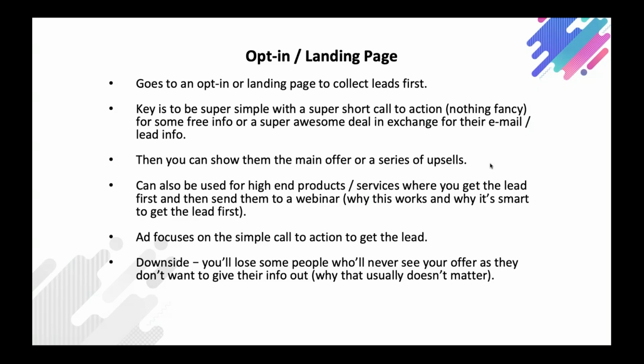Now, the downside of this method is that you'll lose some people who'll never see your offer, as they don't want to give their info out. So on any opt-in page out there, a lot of people don't opt in. A fairly good opt-in rate, depending upon the market, might be a 1/4 to a 1/3. Some really good ones might be half or more. But even if you take a 1/3, that means 2/3 of them are being left on the table. Now, a lot of people get concerned about that, and they don't do the opt-in form then.